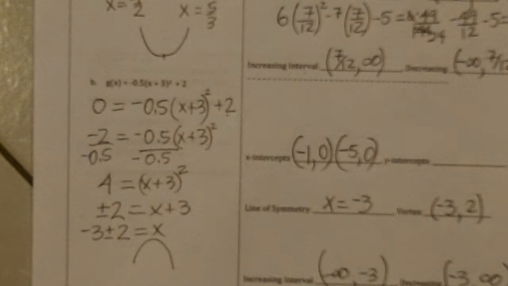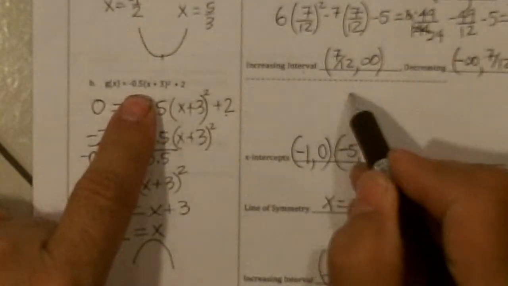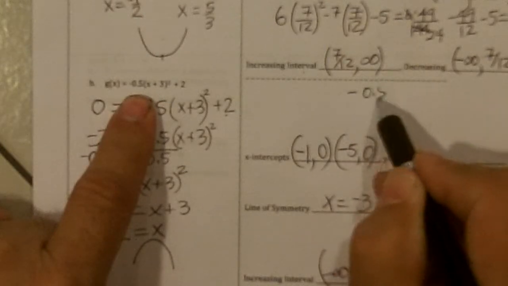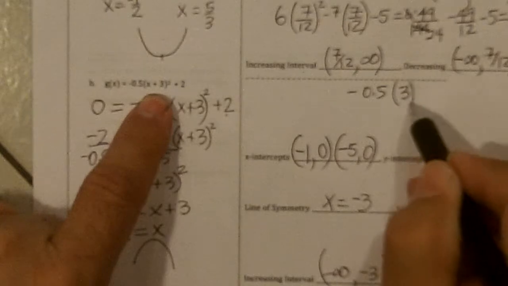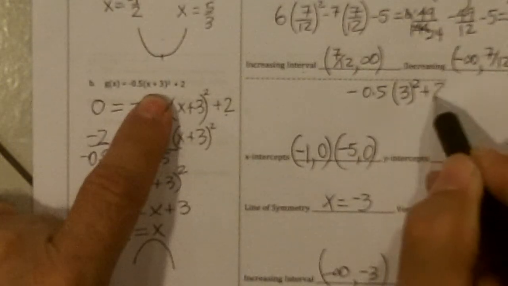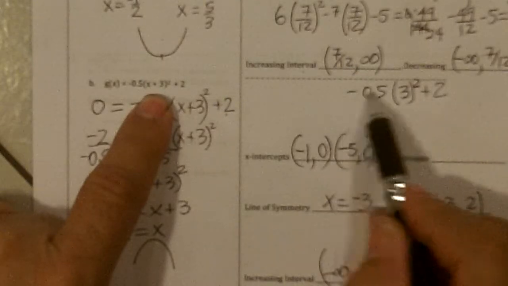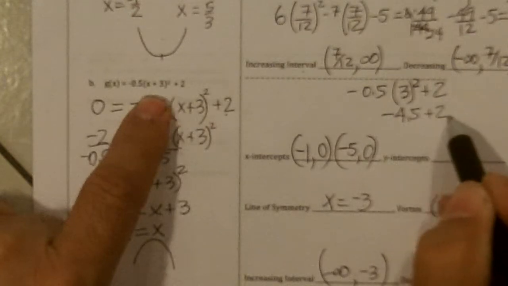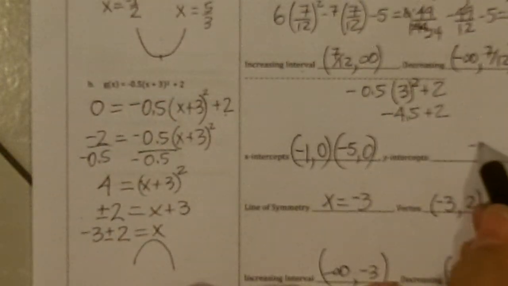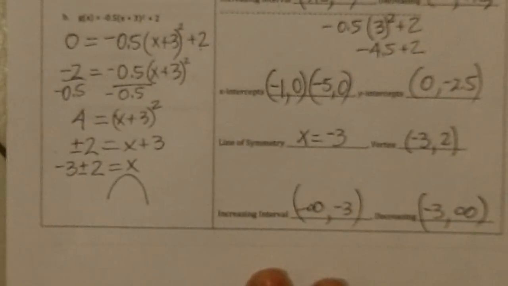Now to find the y-intercept, you put in 0 for x. So if we do that, we have negative 0.5 times 0 plus 3, which is 3 squared, plus 2. So 3 squared is 9, half of 9 is 4.5. So we got negative 4.5 plus 2, which is negative 2.5 when x is 0. And that's 2b.